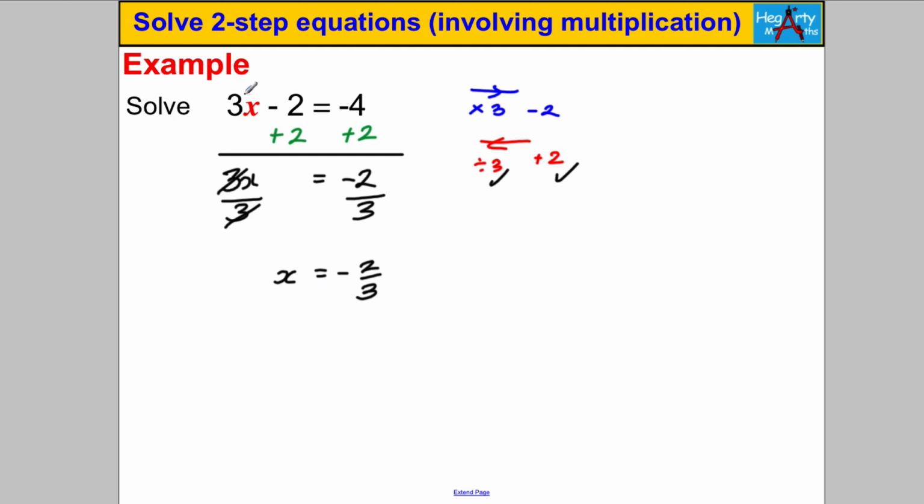Subbing that back in, 3 times negative 2 thirds is negative 2. Negative 2 take away another 2 is negative 4. I got the answer. Next one.